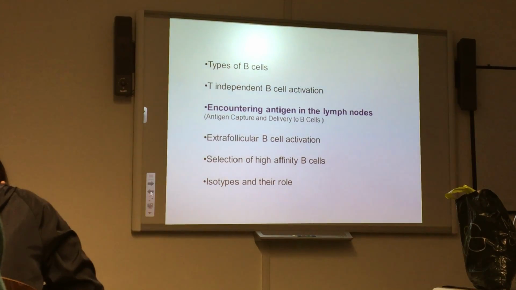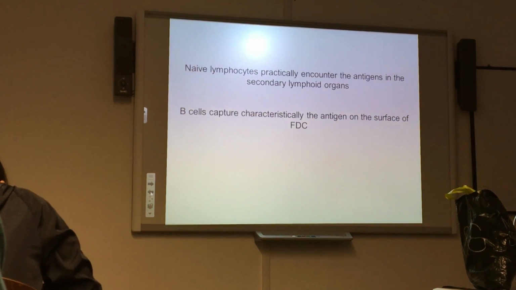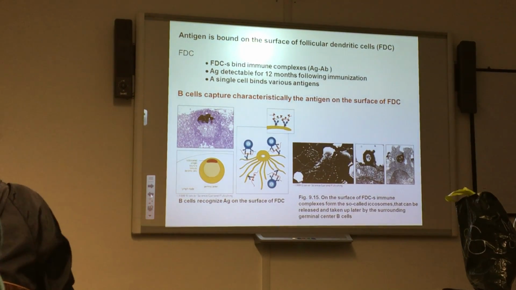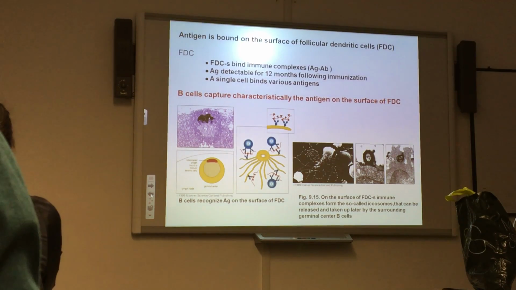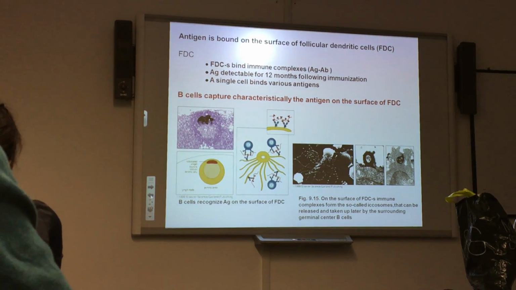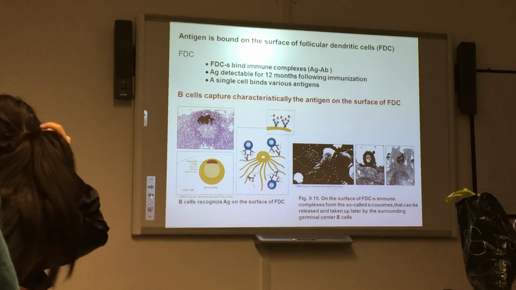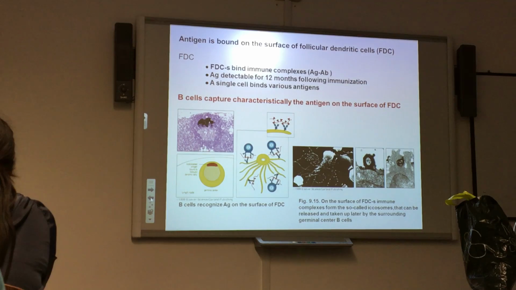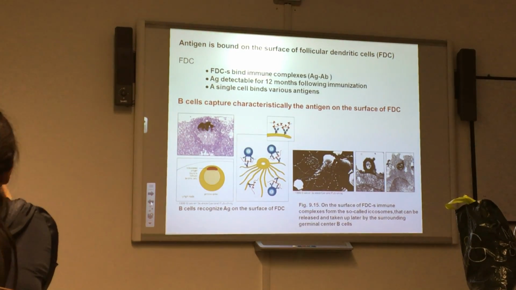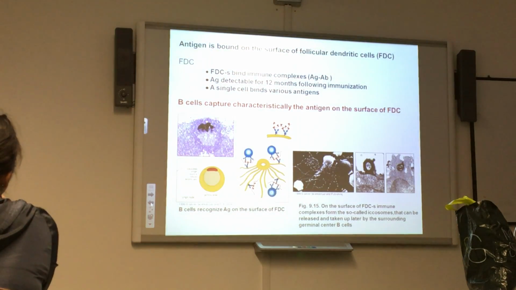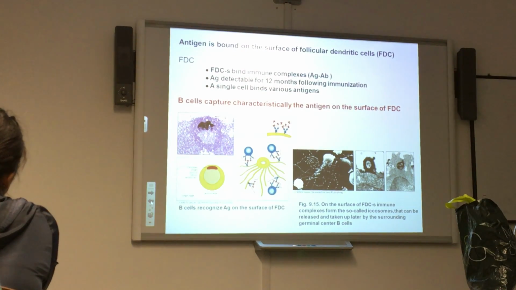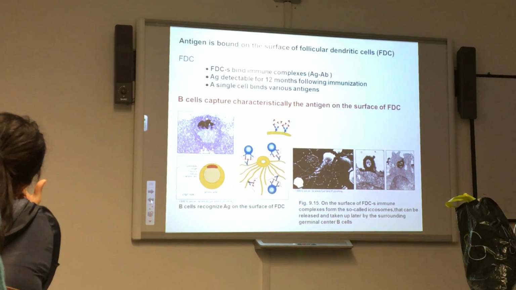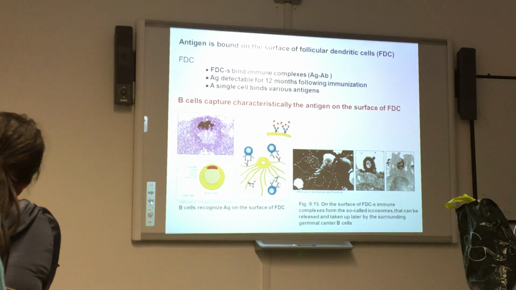Okay, so B cells are antigen presenting cells. Where are the antigens? In the follicle, the antigens are in immune complexes. You well know that in immune complexes there are antigens, immunoglobulins, and also complement fragments. So these three members exist in the immune complex, and FDCs, the follicular dendritic cells, bind these immune complexes on their surface.